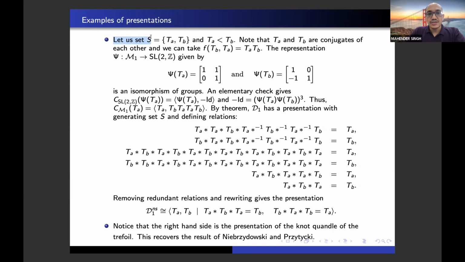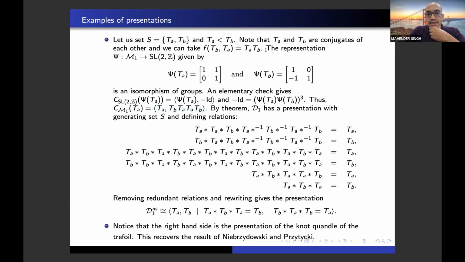Okay, so applying the theorem, let us set the set S to be {T_A, T_B}. Here we have only two, and we know that T_A and T_B are conjugate, so we don't really need to bother about the ordering of the generators. And we choose the conjugating element, the choice function, to be T_A T_B. Then we know the centralizer of the Dehn twist along A is generated by this. We know it, but we can actually get it directly.